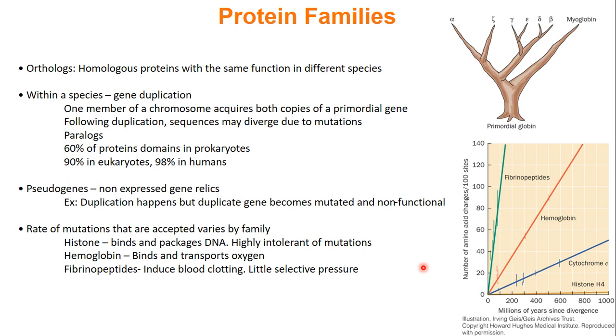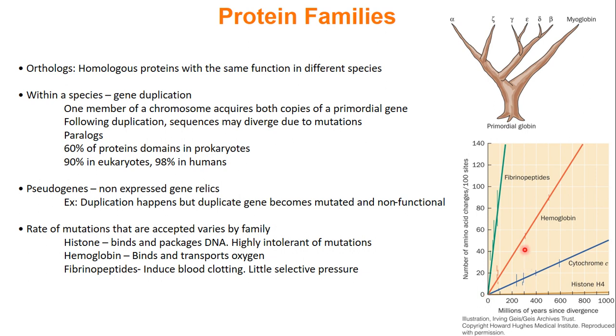Now, when you look at the rate of mutations, it really varies based on which protein you look at. Histones are the proteins that wrap DNA, and you can see that they do not mutate much. This graph shows the number of amino acids changed per 100 sites versus evolution time. Histone is so well perfected at its job that any change to it will inhibit its ability to pack DNA, and that organism doesn't survive.